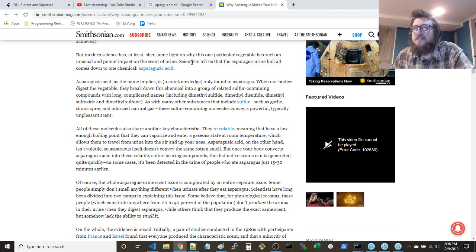Link all comes down to one asparagusic acid. Only found in asparagus. Bodies digest it, break down its chemical group of related sulfur-containing compounds, long, complicated names. As with many other substances, include sulfur. These powerful, typically unpleasant scent.